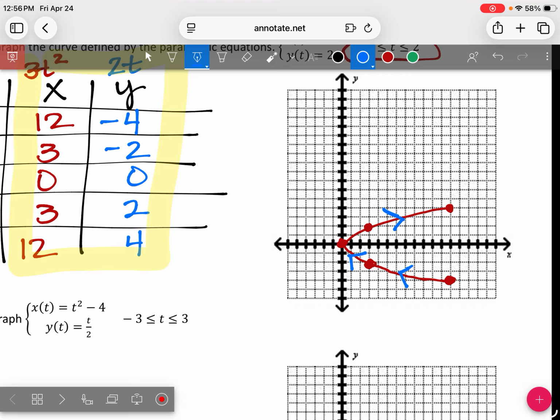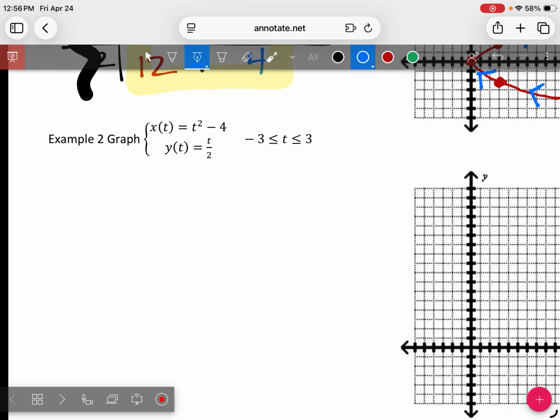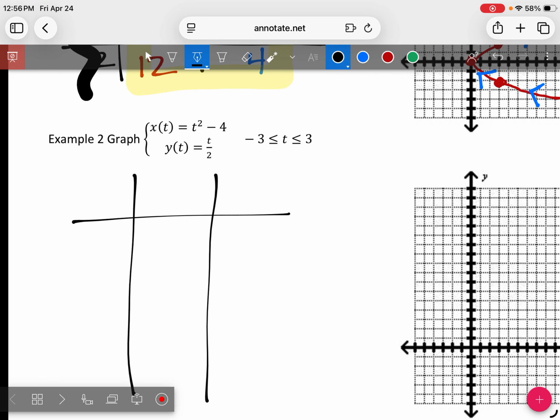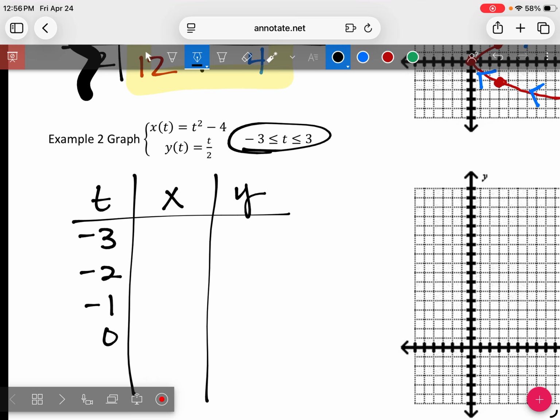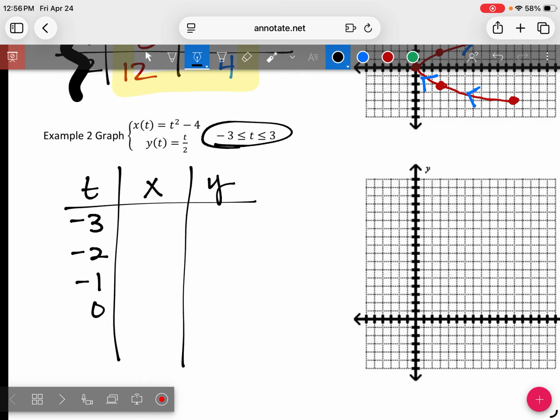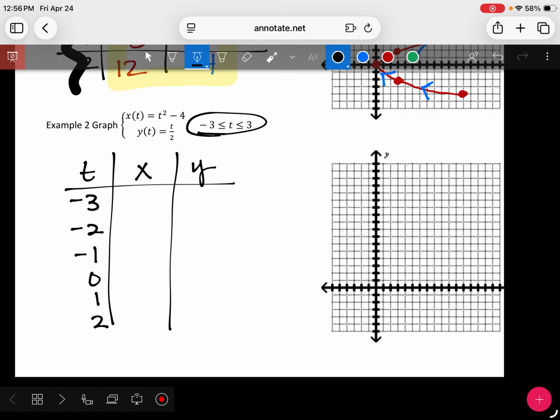All right, let's look at example 2. Let's make our 3 columns, T, X, and Y. Now, where is my T parameter? Where do they want us to do our T's? From where to where? -3 to 3. This is where they want me to count. So I'm going to start at -3 and go down to +3. So I have 7 rows.